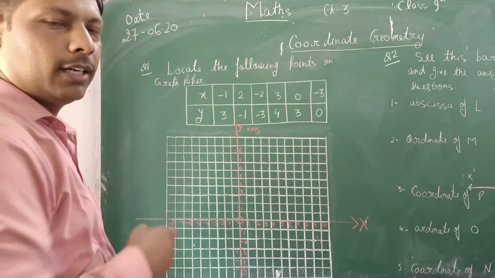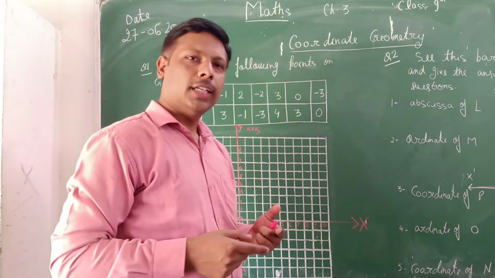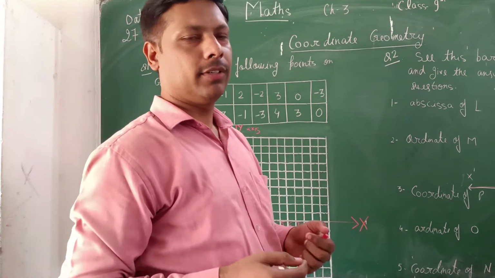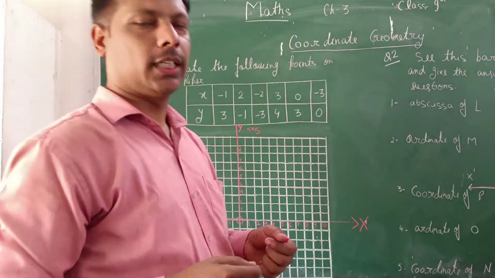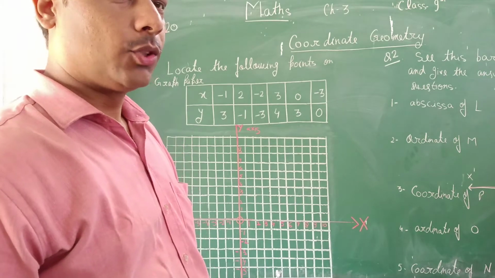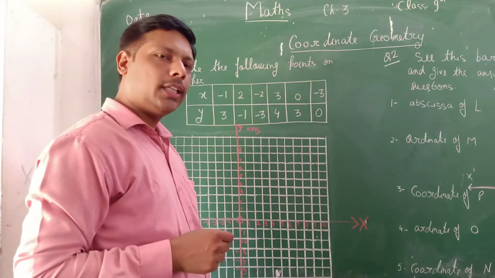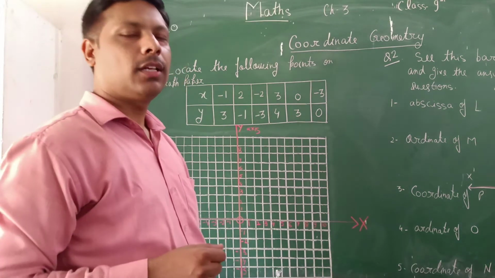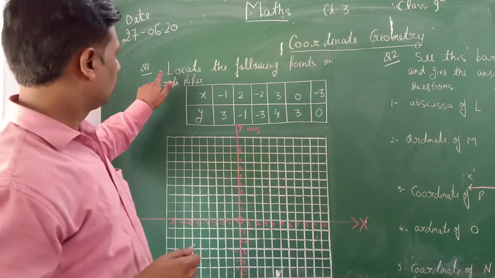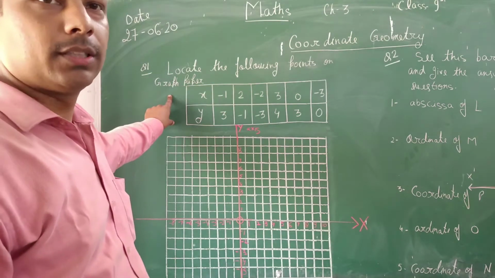Yesterday we discussed coordinates, abscissa, axis and many other things. And in the previous video we already discussed the location of points on graph paper. Today we will continue this process and locate the points on graph paper. Just see on the board.